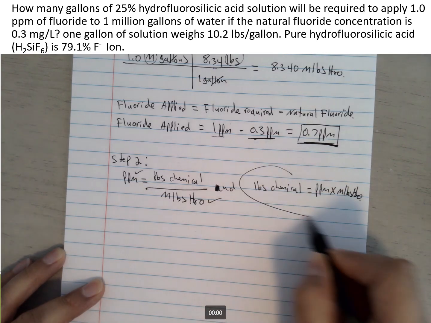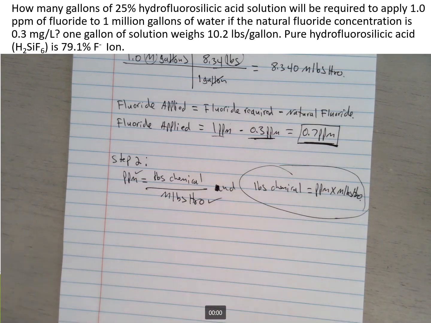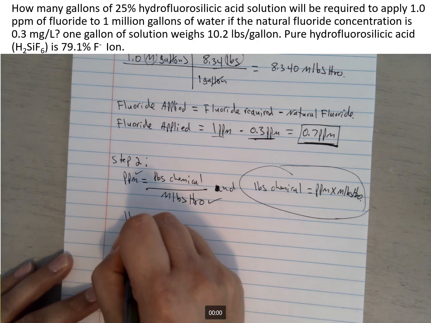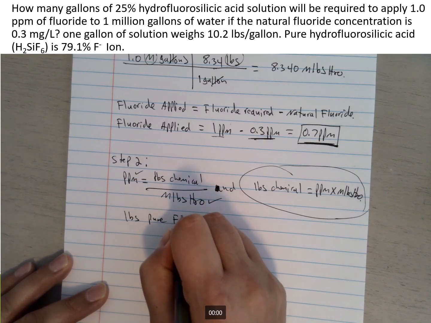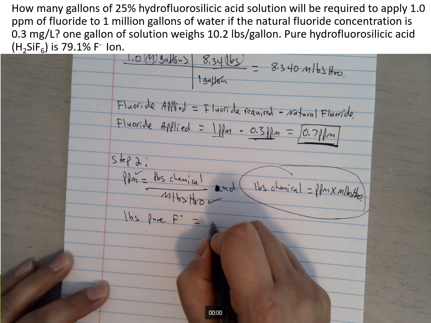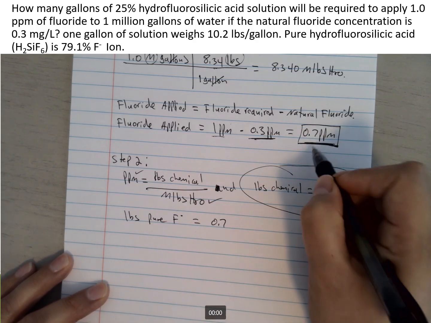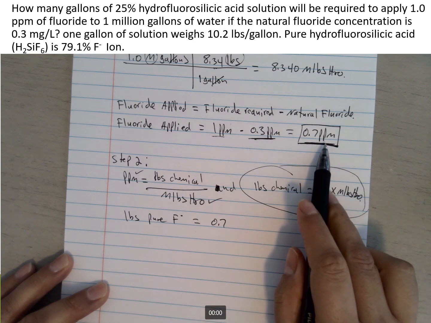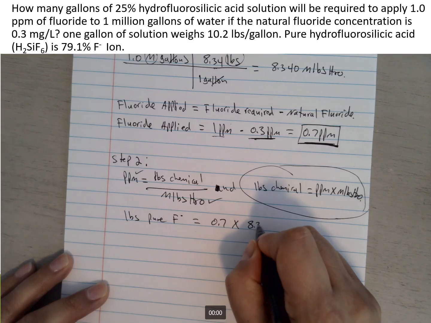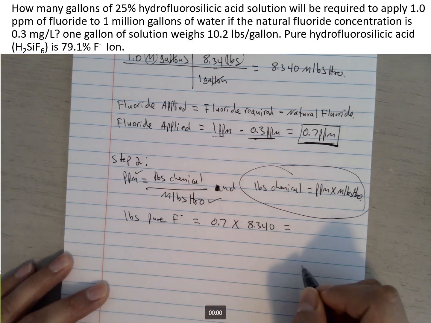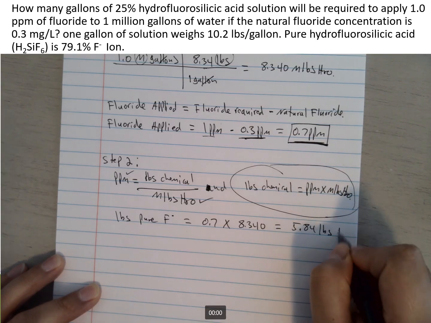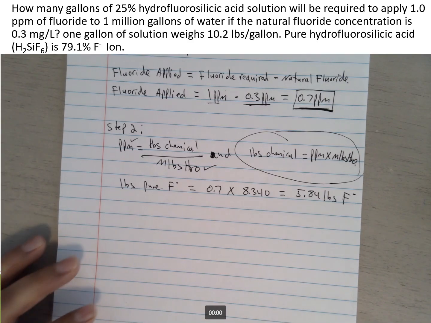So the equation that we want to use is the second one, pounds of chemical. In this case, it's pounds of fluoride. So pounds of pure fluoride ion is equal to that part per million, 0.7, because that's how much we're going to apply, multiplied by our million pounds of water, 8.340, and that gives us 5.84 pounds of pure fluoride ion.